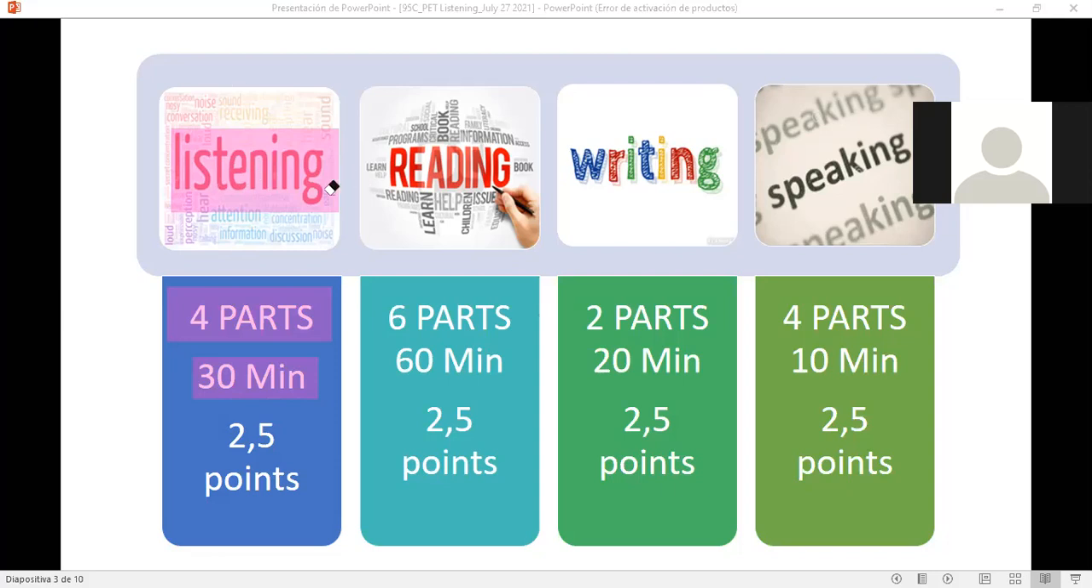Then we have the reading part. Okay, we will be discussing a little bit more about reading next week. And as you can see here, reading has 6 parts. The reading skill can go from 5 to 6 parts, and you're going to have an hour. It means 60 minutes to complete this part.